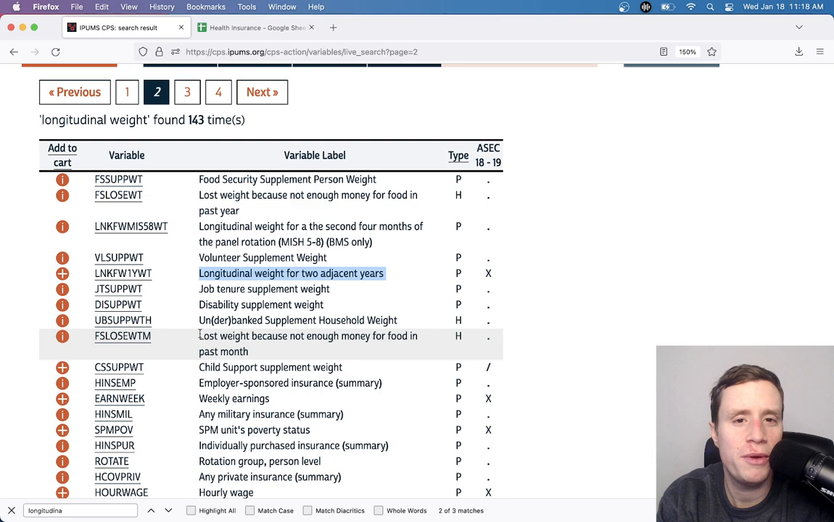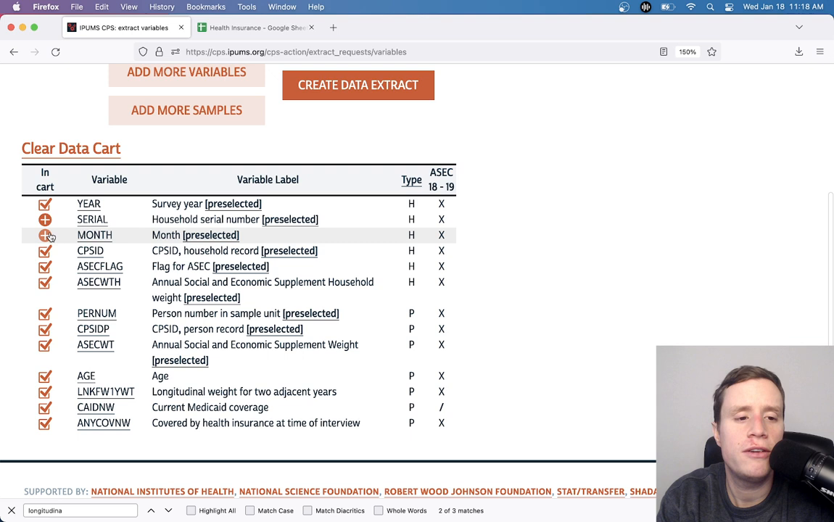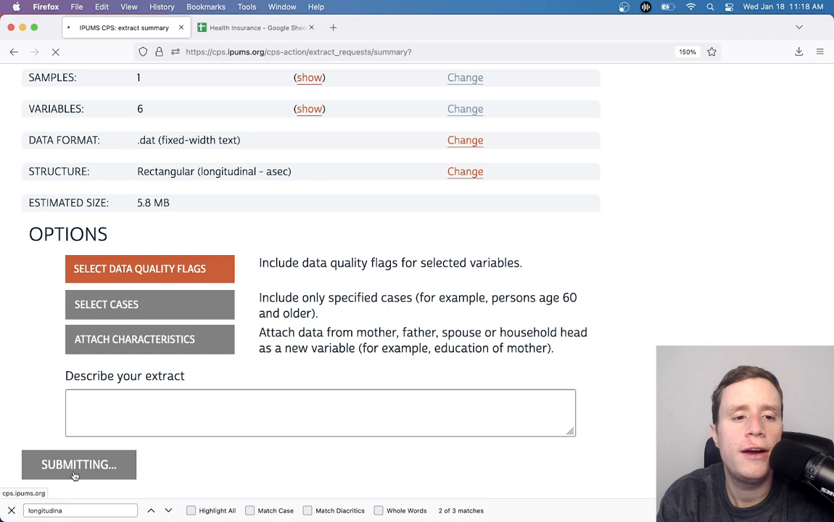And then we're going to view the cart over here. And there we go. I'm going to start unselecting some of this stuff because I don't need it, and we'll just keep it out of the file to make the file smaller. I'll keep the ASEC weight in there just in case. And we'll create the data extract. You don't need to describe it. There we go. All right. See, it's going to process, and then it'll email me when it's ready.